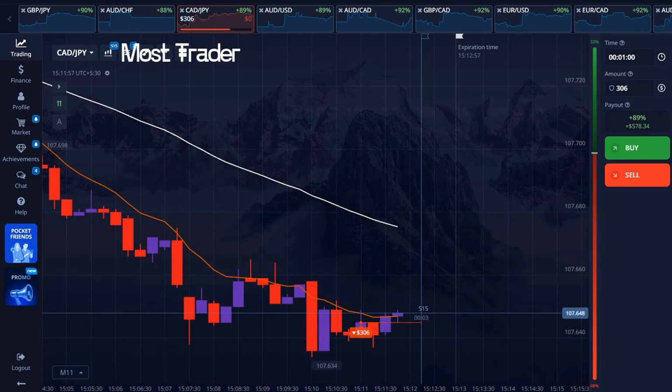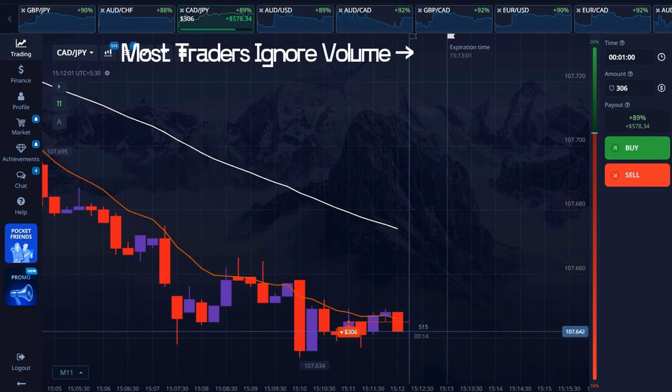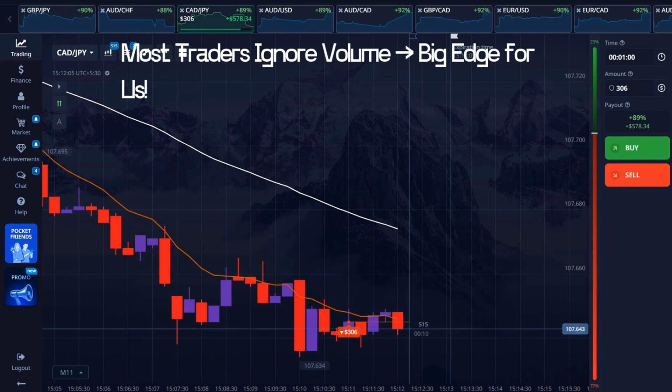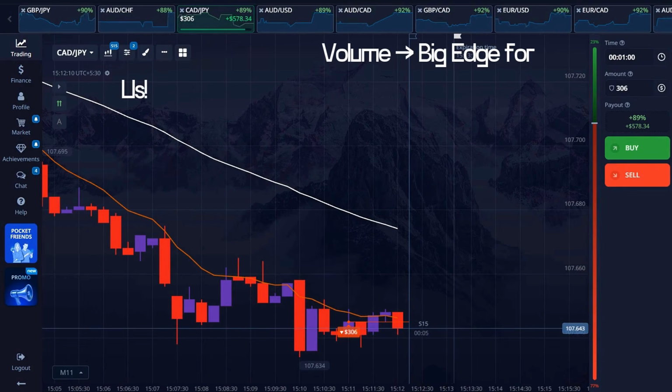This is unique because most traders ignore Pocket Option's built-in volume. But with this strategy, liquidity surges give us an extra edge in making decisions.